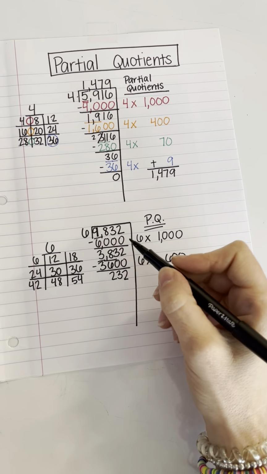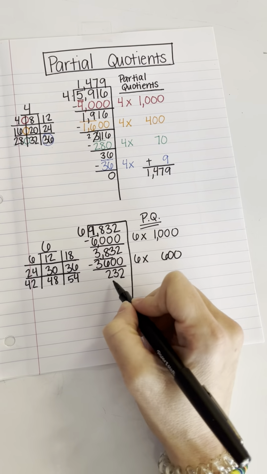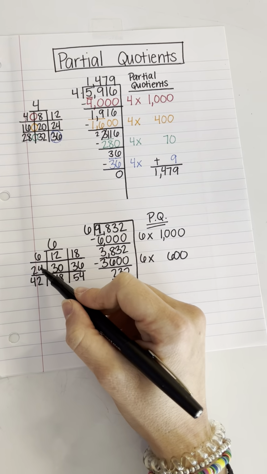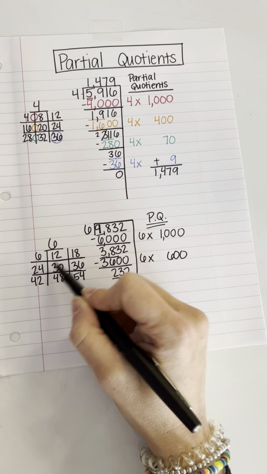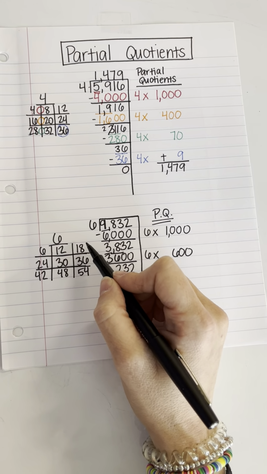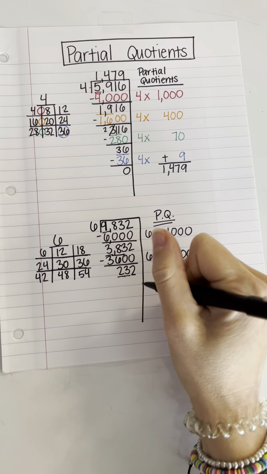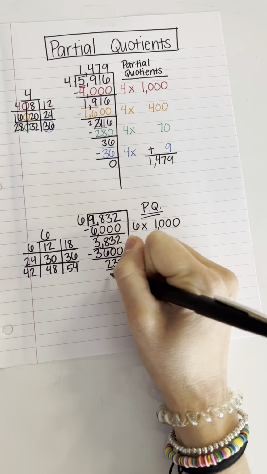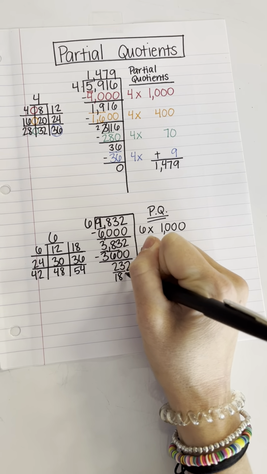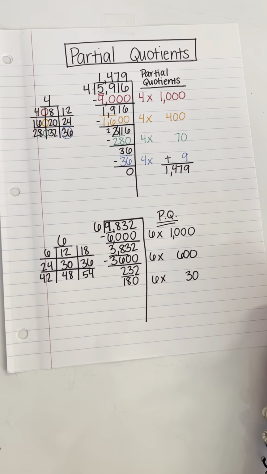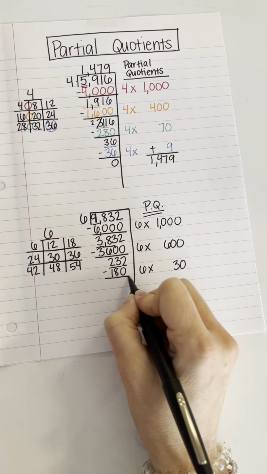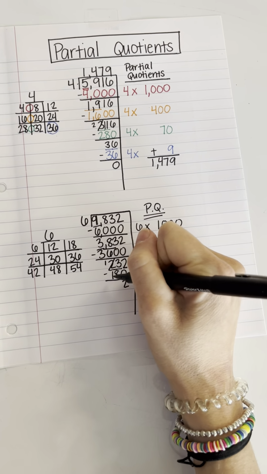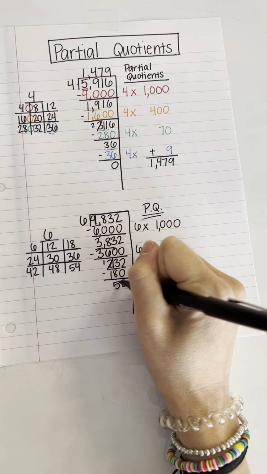Now we're ready to start all over again. 6 cannot go into 2, so we're going to look at 23. Even though 24 is closer to 23 than 18 is, we still need to do the lesser multiple. So we'll stick with 18, and we go 6 times 3 gets us to 18. And then we need our 0 here, so that's 1 0 over here as well. And then we need to subtract it out. Don't forget, you cannot do 3 minus 8, so don't forget about that borrowing. That's going to be 52.